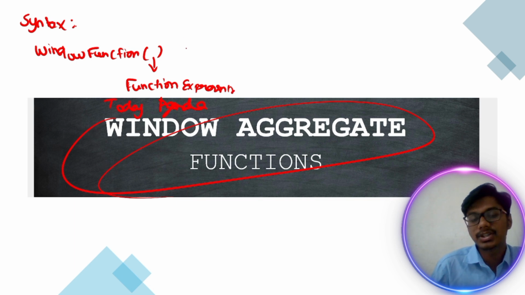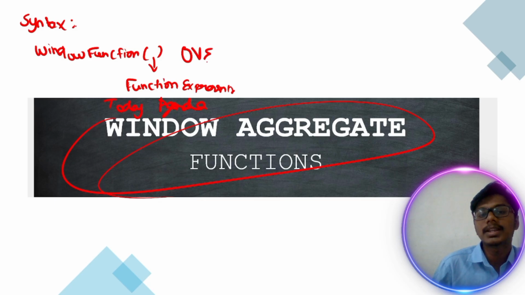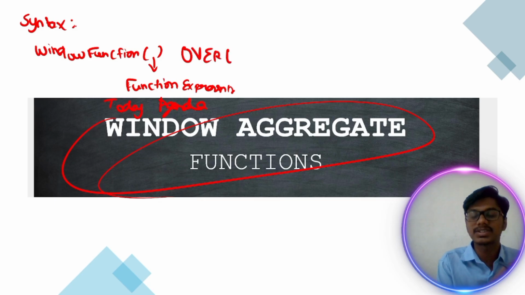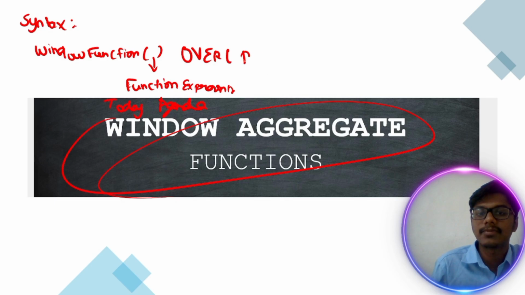After this Windows function, when we give the OVER clause, only then does SQL know it is a Windows function. It is not the plain aggregation function. We want to calculate the Windows function on the function. That's the main intention, right? Inside the OVER clause, we have three categories.